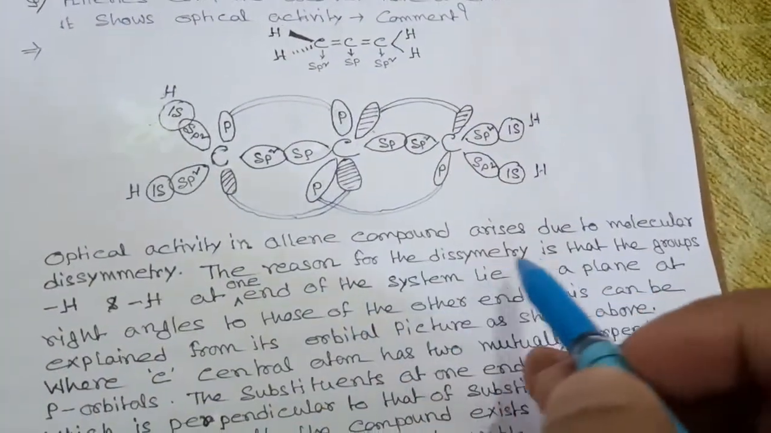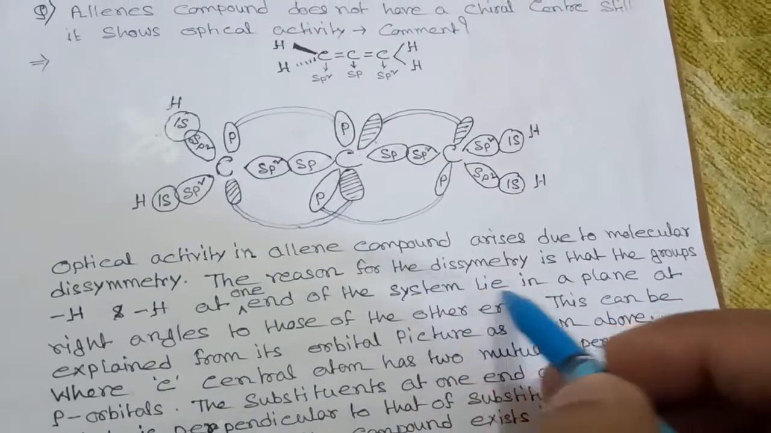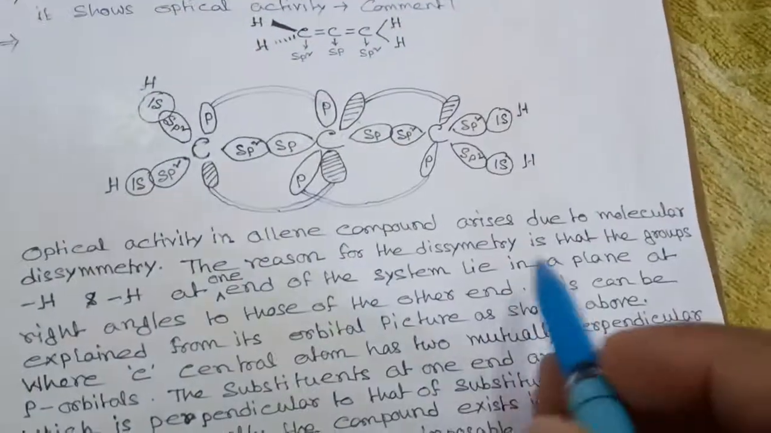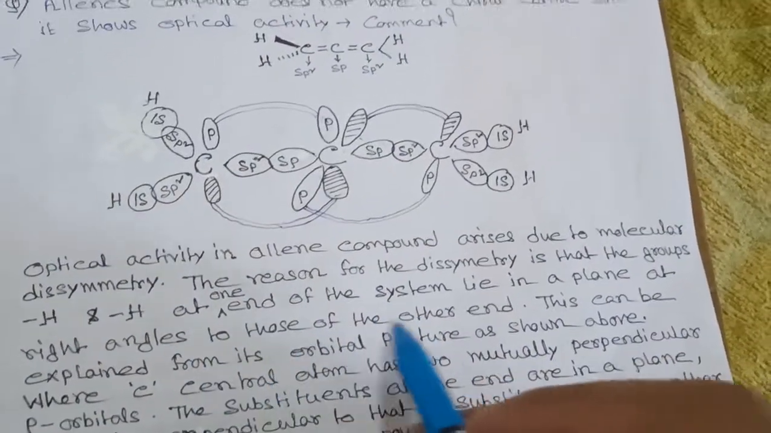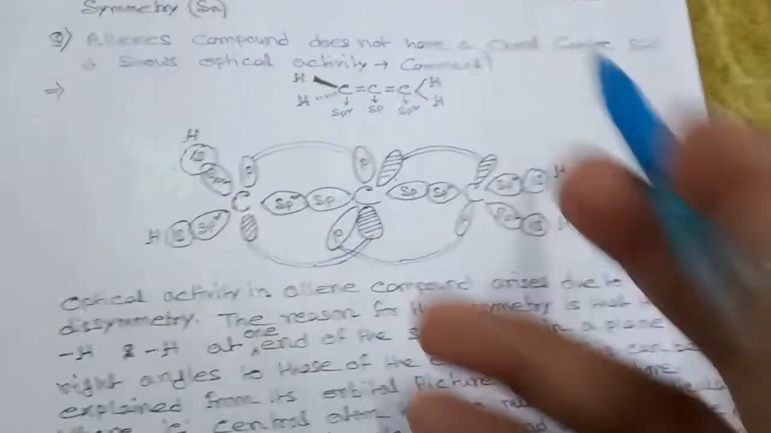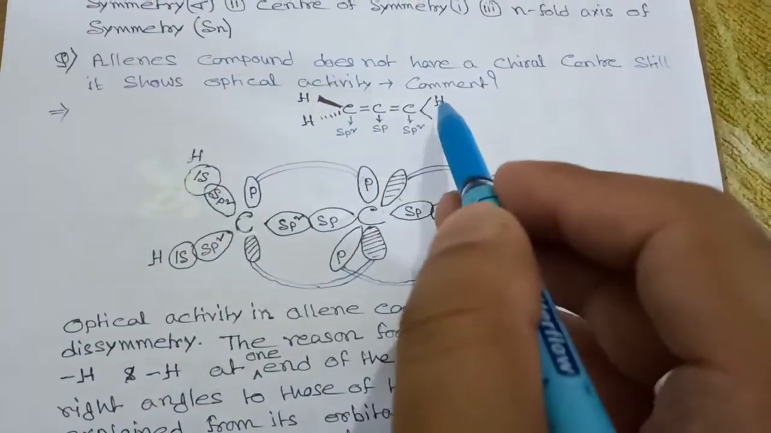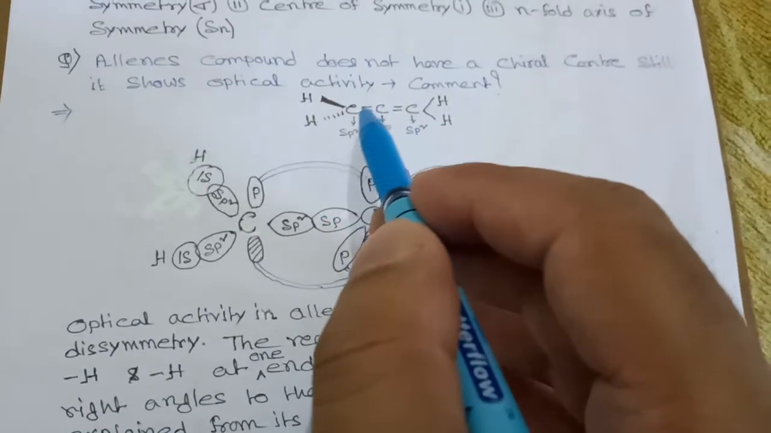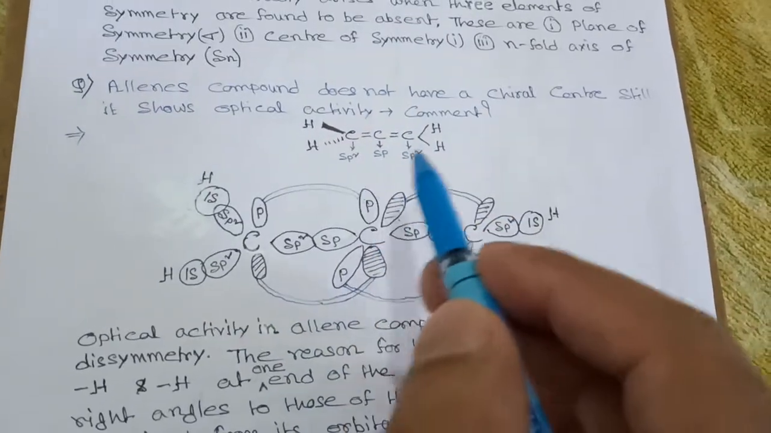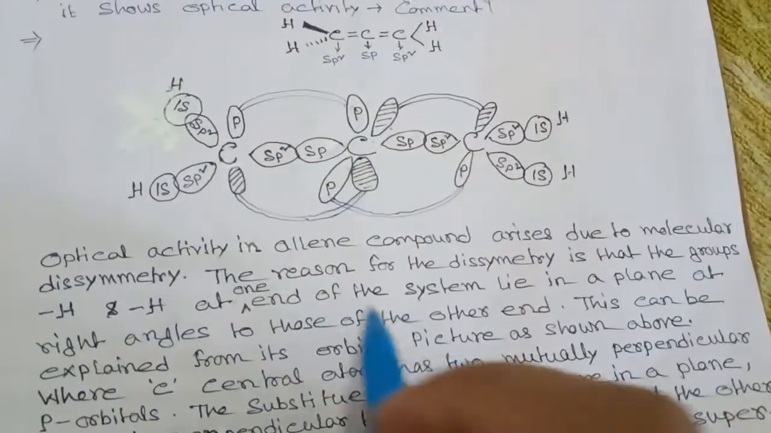And the reason for the dissymmetry is that the groups, hydrogen and hydrogen at one end of the system, lie in a plane at right angle to those of the other end. See, these hydrogens are in a plane. And at the other end, these hydrogen atoms are at right angle with this hydrogen, because this hydrogen is above the plane and this hydrogen is in the plane. Now the angle between them should be 90 degrees, and here also this hydrogen is below the plane and this hydrogen is in the plane, so there should be an angle of 90 degrees.